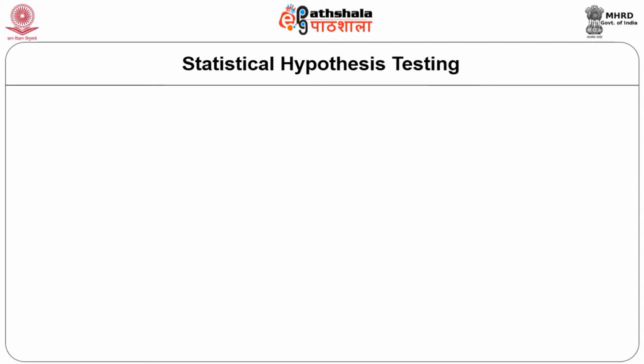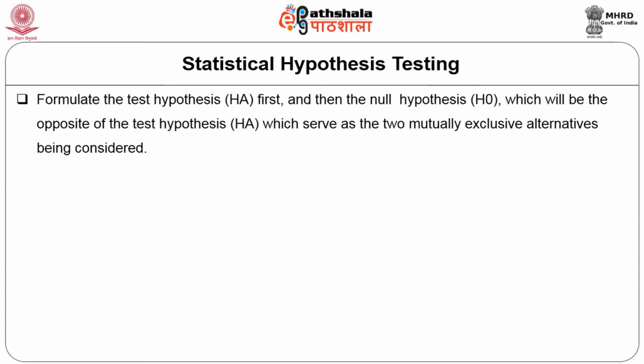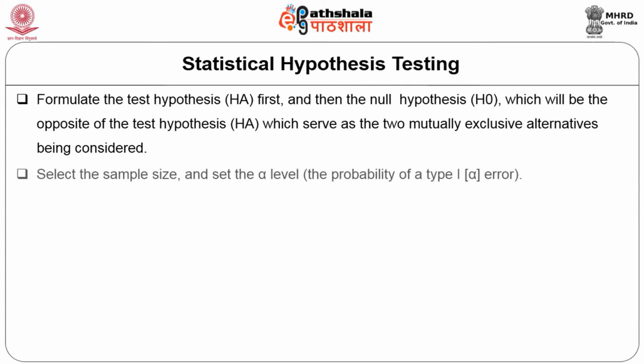What are they? In step 1, formulate the test hypothesis, which we call H subscript A or H1, both are the same. And then the null hypothesis H0, which will be the opposite of the test hypothesis, the alternative hypothesis. These serve as the two mutually exclusive alternatives being considered. In step 2, select the sample size and set the type 1 error or alpha level. The probability of type 1 error, you have to set it. In step 3, select the appropriate test statistic to be used.